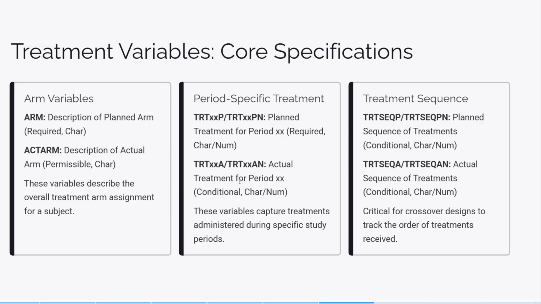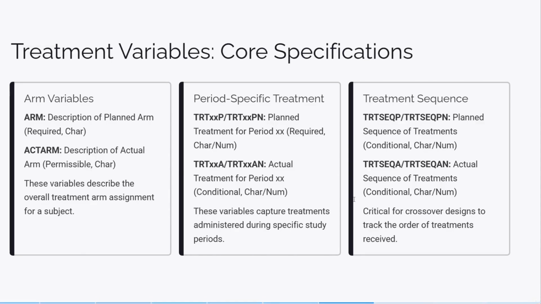It is the same thing with the actual treatment for the period. The planned one is as per the protocol, and the actual is the treatment that has been given to that particular subject. These variables capture treatments administered during the specific study period. The treatment sequence in the planned version and in the numeric format is a conditional variable. It will have both character and numeric, and the same for the actual ones. This is critical for crossover designs, mostly, to track the treatments received.